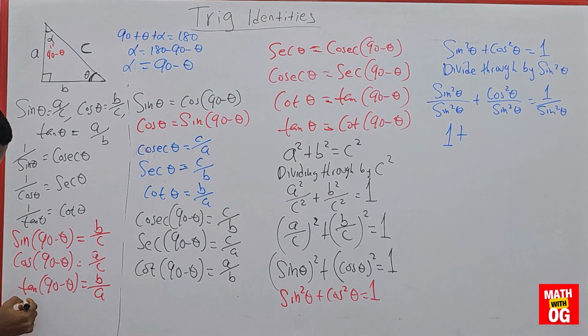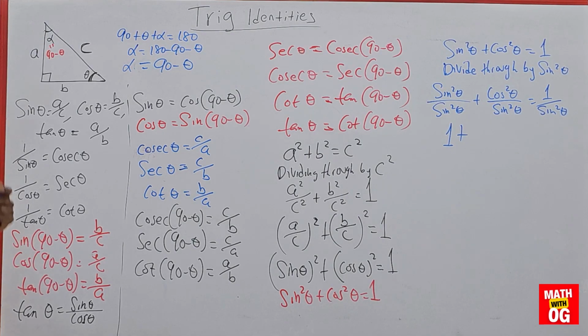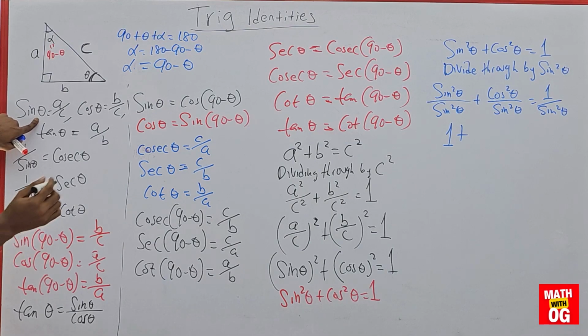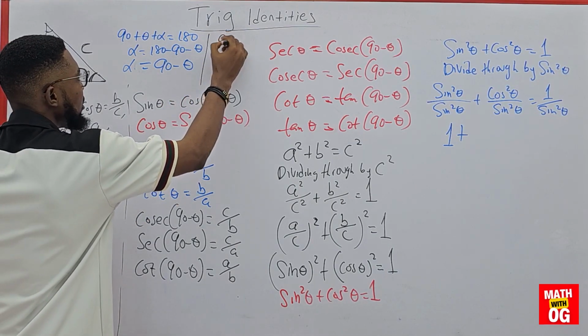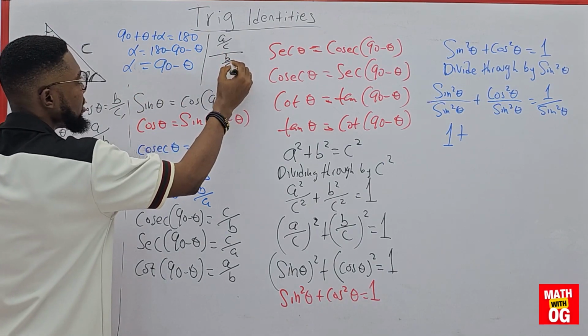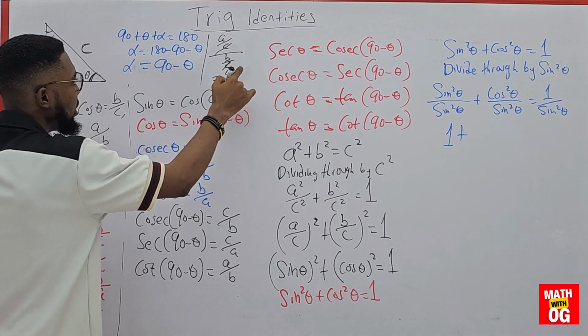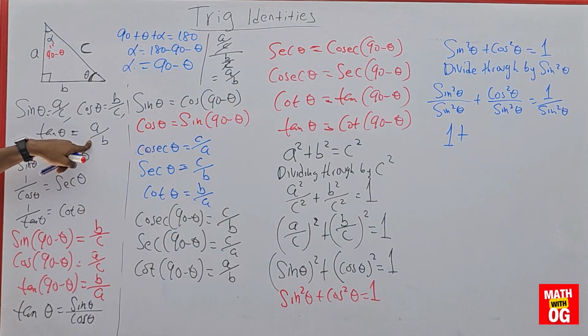Now note that your tan theta is equal to sin theta over cos theta. I'll prove that now. What is sin theta here? Sin theta here is A over C, all over cos theta, which here is what? B over C. Now let's cancel out. C cancels C. I'm left with what? A over B. And what is A over B? Tan theta. So sin theta over cos theta is tan theta.